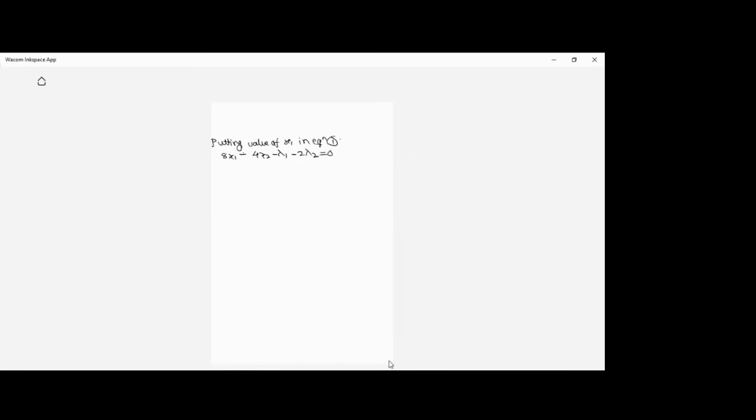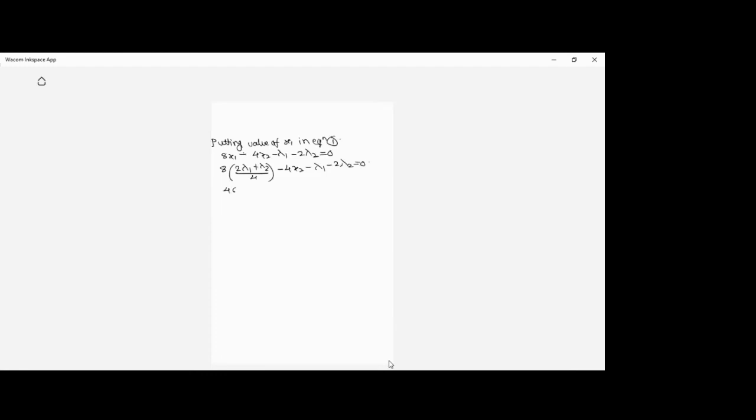And now I will be putting the value of x1. So what is my x1 value? x1 will be twice lambda 1 plus lambda 2 upon 4. Here I can write minus 4x2 minus lambda 1 minus 2 lambda 2 is equal to 0, right?